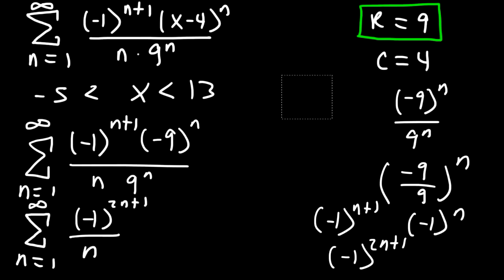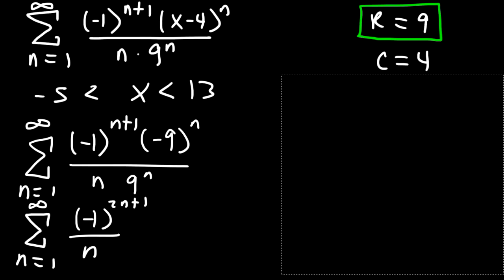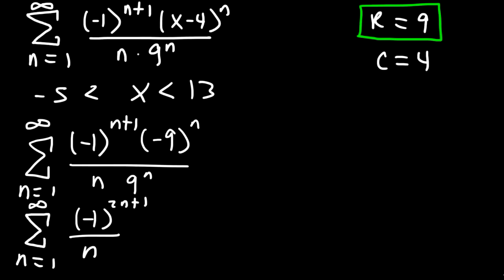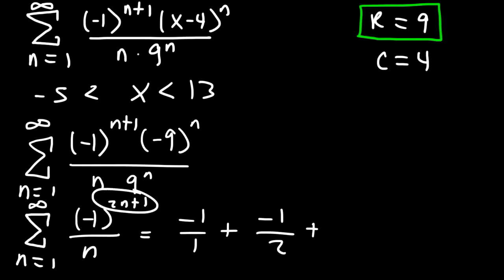So what can we do with negative 1 to the 2n plus 1? So when n is 1, 2 times 1 plus 1, that's going to be 3. And negative 1 to the third power, that's negative 1. So we're going to have negative 1 over 1. Now the next term, when n is 2, 2 times 2 plus 1 is 5. Negative 1 to the fifth power is still negative 1. And then when n is 3, 2 times 3 plus 1 is 7. Negative 1 to the 7 is still negative 1.